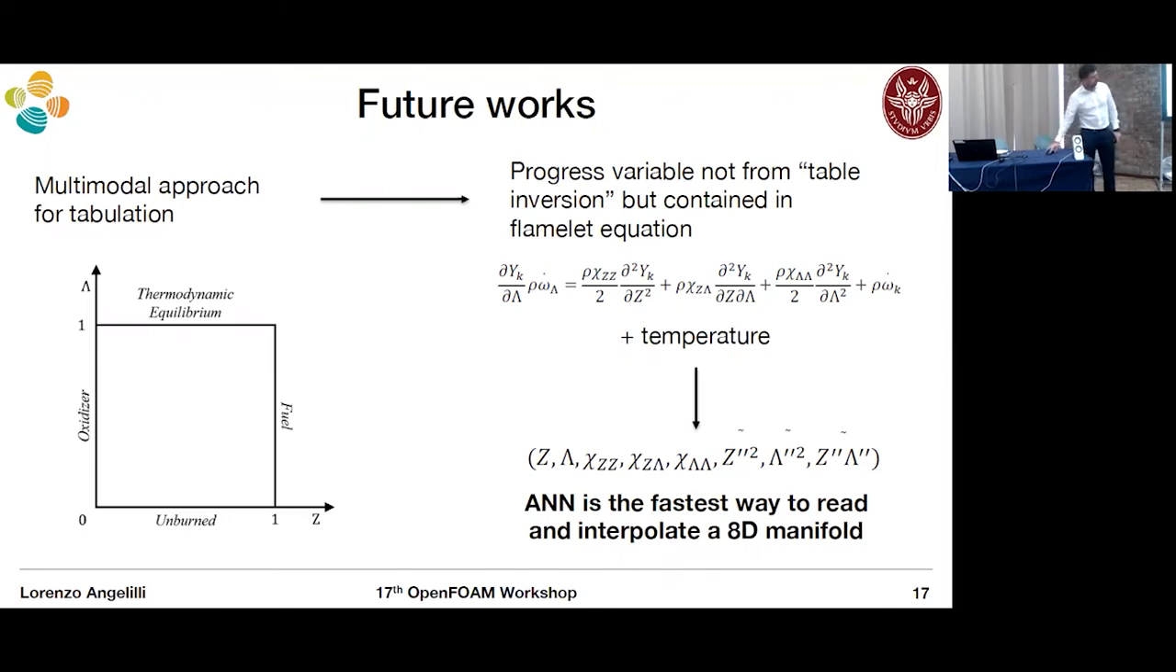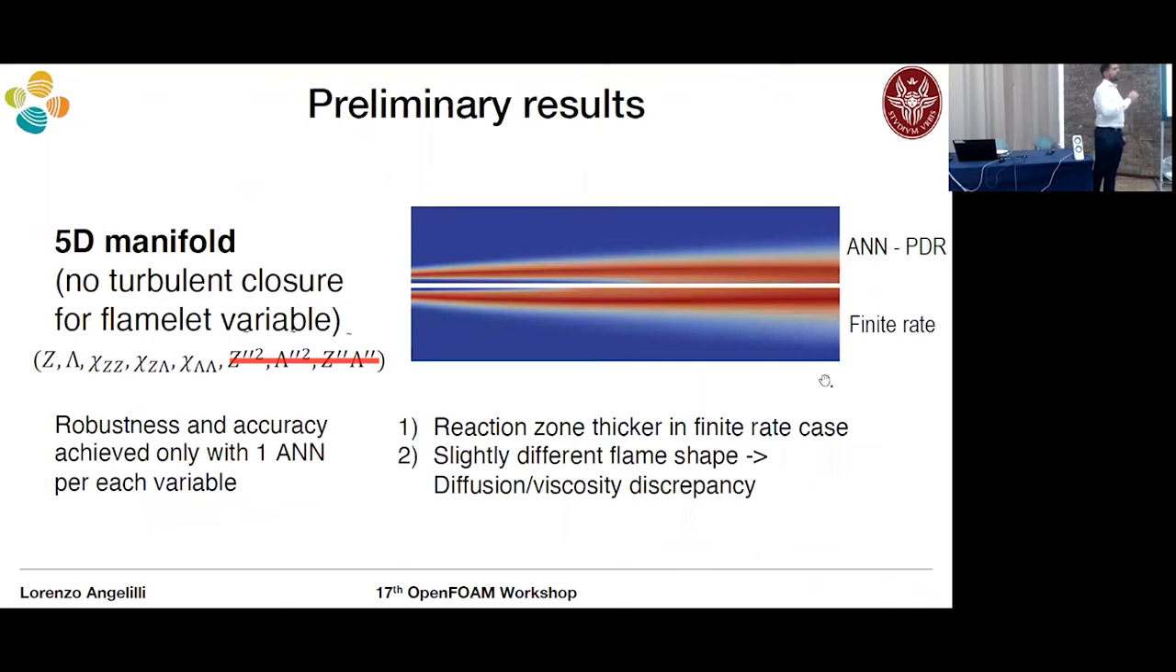So what we try to do is to use, first of all, the 5-dimensional manifold. So we eliminate the turbulent closure and we try to perform a laminar flame computation. The first thing that we observed is that to obtain robustness and accuracy of the neural network prediction, we cannot use a single neural network for all the variables. We need to train 5 different networks, because otherwise the accuracy of all the source terms, especially, will be completely gone, and the network will be useless.